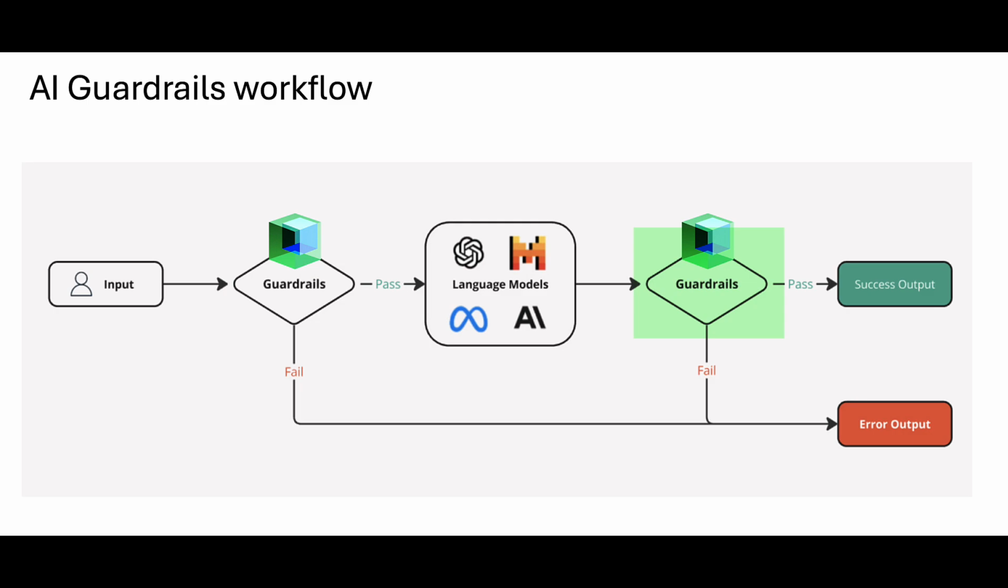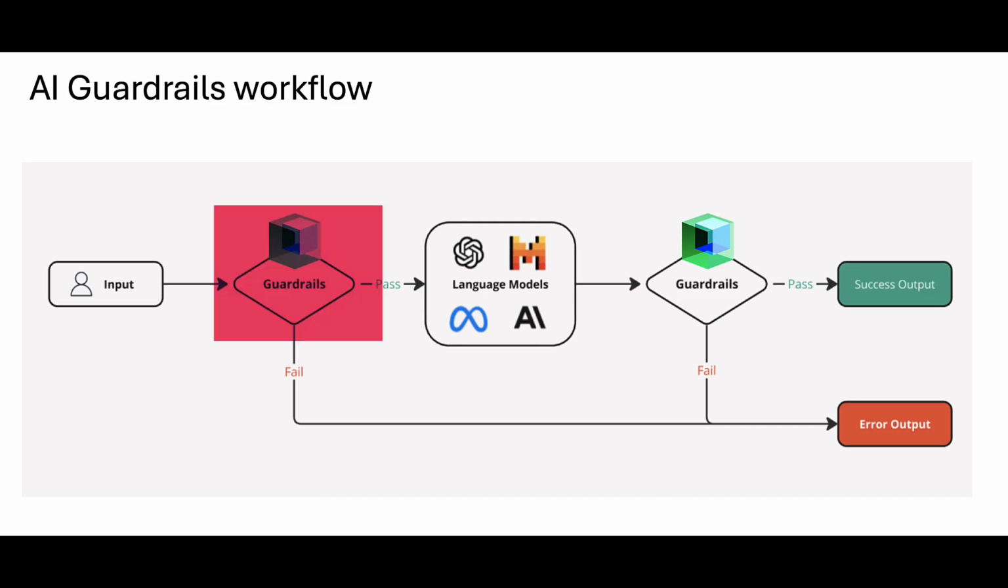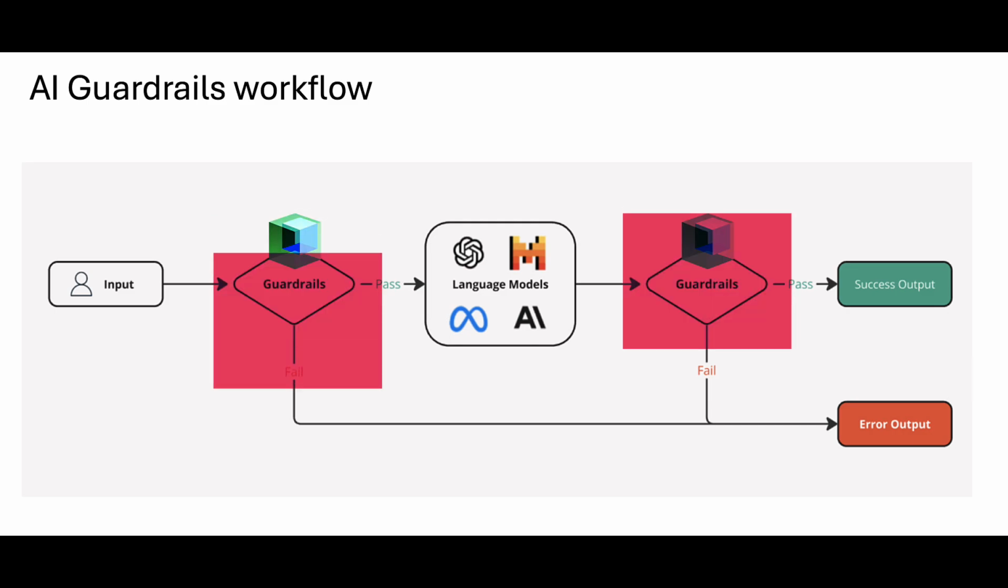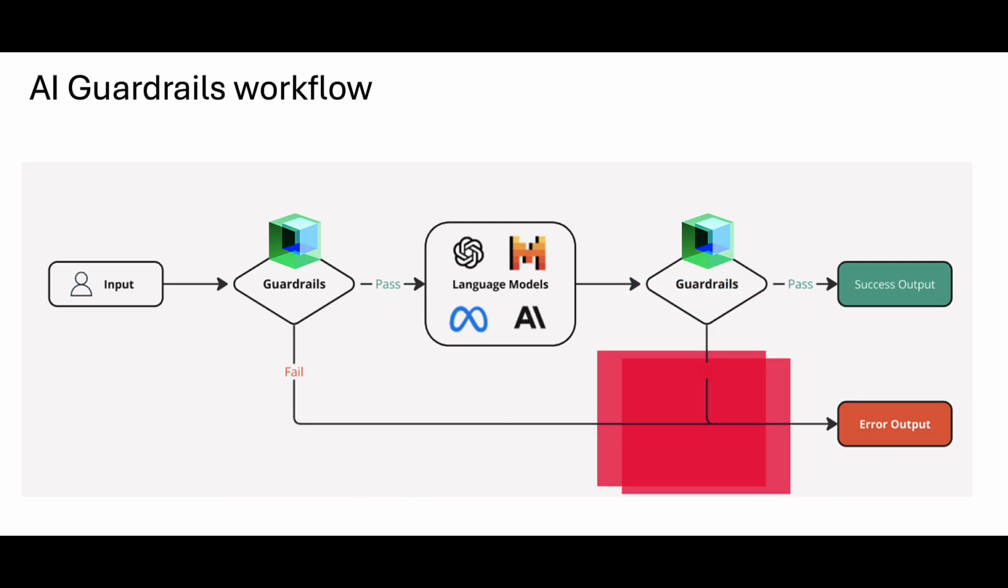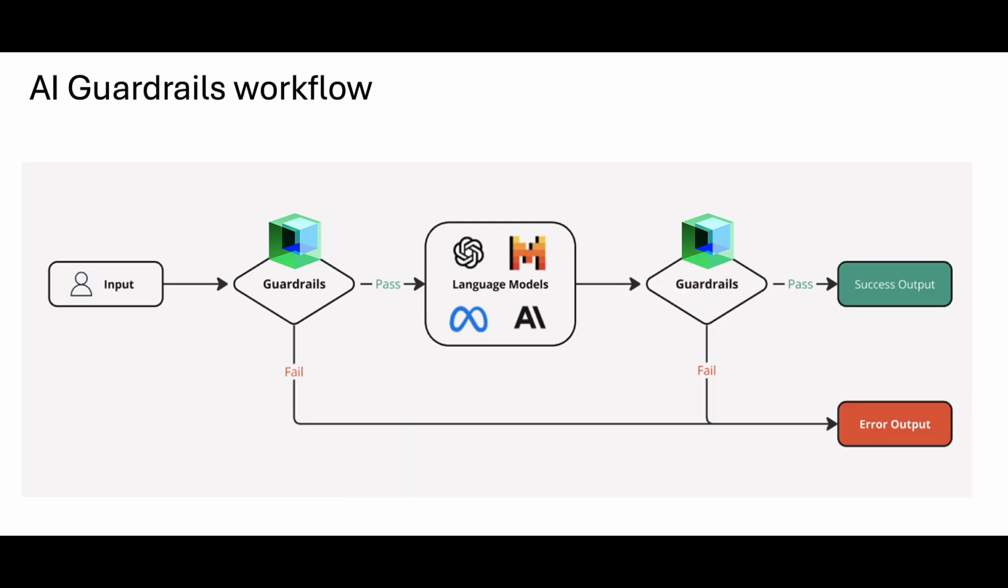If the output passes the safety check, it's returned to the user as a success output. But if either the input or the output fails the checks, the workflow is routed to an error output, allowing us to block unsafe or non-compliant interactions with our AI assistants. This end-to-end guardrail setup gives us fine-grained control over what the model sees and says, promoting safe, policy-aligned AI usage at every step.